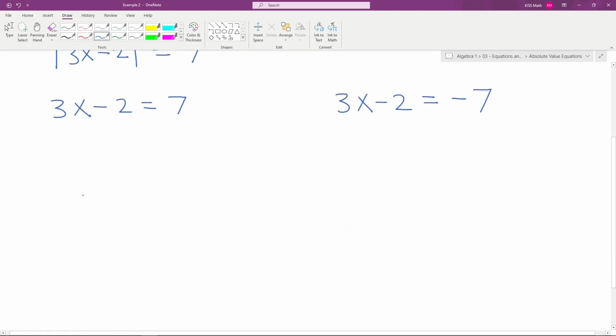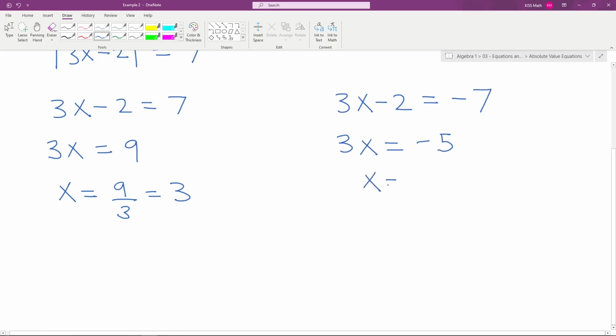So let's go ahead and do the left side here first. I'm going to move this negative 2 over, so I'll get 3x equals 9. And then divide off the 3, which will give me 9 over 3, which is 3. Over here, we have 3x equals negative 7 plus 2, which is negative 5. And then if I divide off the 3, I'll get x equals negative 5/3. So here are the 2 potential solutions to this equation.